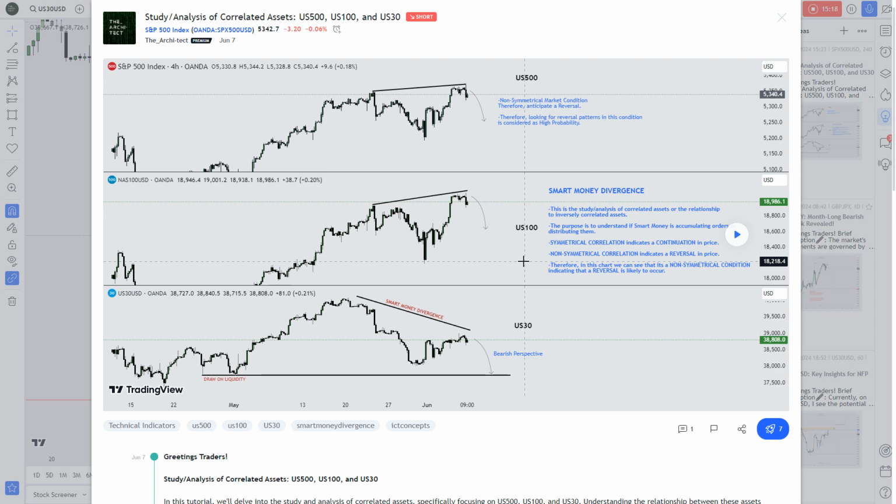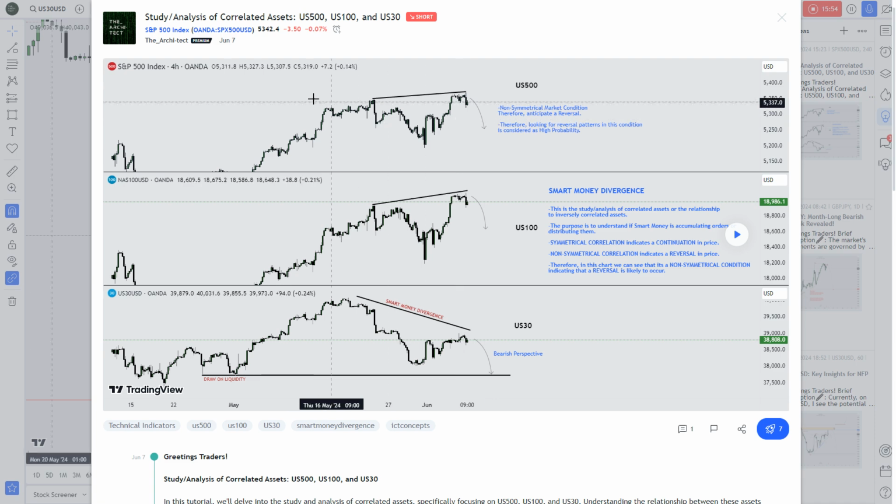So how smart money divergence works is we're looking at all of these assets. We understand that they have an 80 to 90% correlation, so they move exactly the same 80 to 90% of the time. So we want to see what happens when price does not move the same. What does it mean when they don't have that correlation anymore? And all you want to see is one of them.